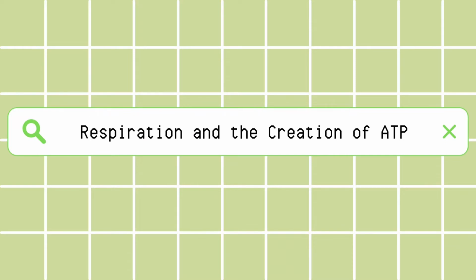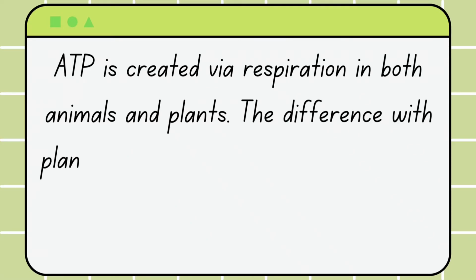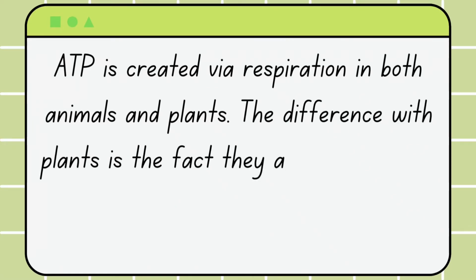Respiration and creation of ATP. ATP is created by respiration in both animals and plants. The difference with plants is the fact that they attain their food from elsewhere. See photosynthesis.